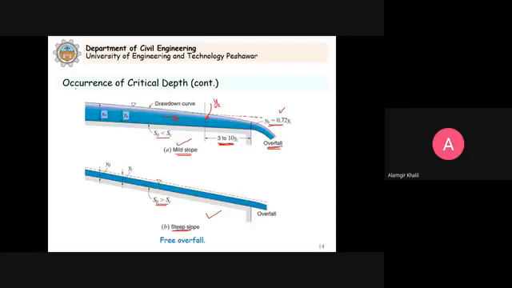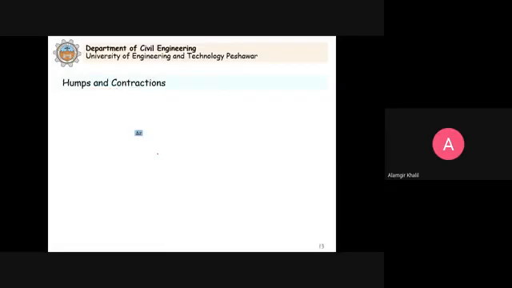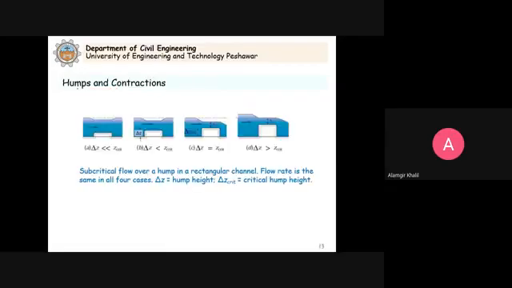So these are a few examples of the occurrence of the critical depth, given in your textbook. Clear? There can be many other situations where we can see the occurrence of this critical depth, which we will discuss as we study more topics. Now the next thing is humps and contractions. This is the next topic in your textbook.